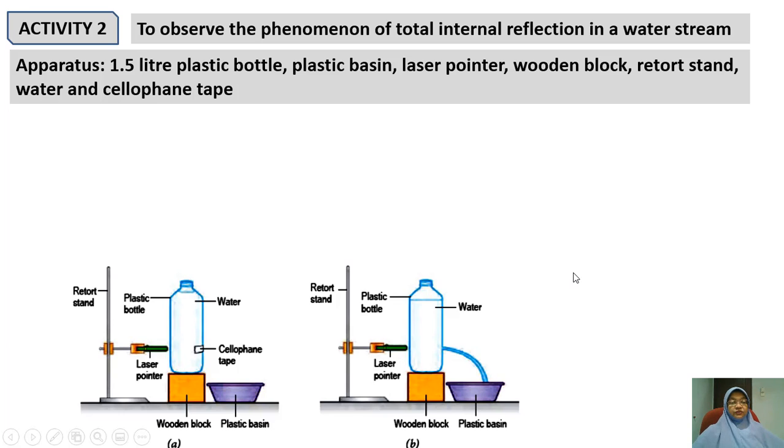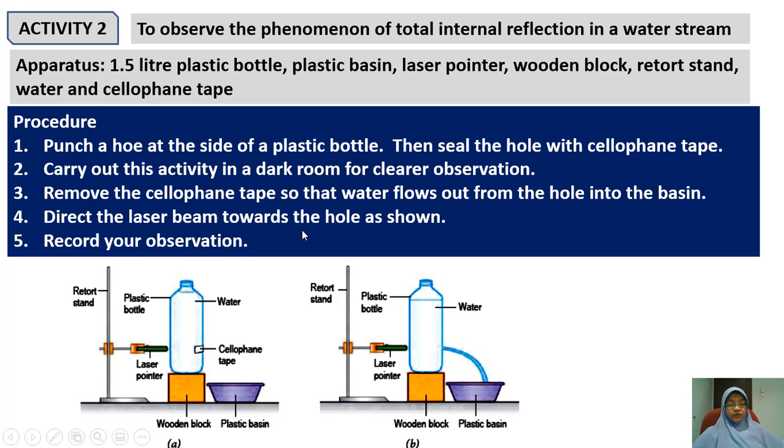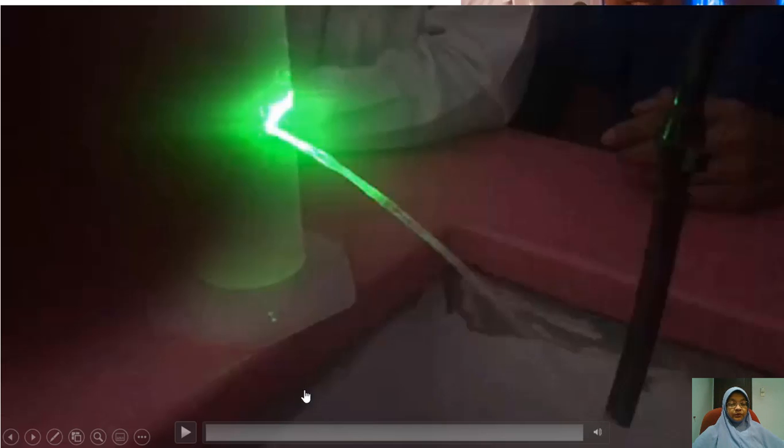Now we have a very interesting activity to observe the phenomenon of total internal reflection in a water stream. These are the apparatus: a bottle of Coke, a 1.5 liter plastic bottle, a plastic basin, a laser pointer, a wooden block, a retort stand, water and cellophane tape. What you do is put water inside the bottle, then open the cellophane tape, and the water will flow in a parallel curve like this, and then you shine the laser pointer. What do you observe?